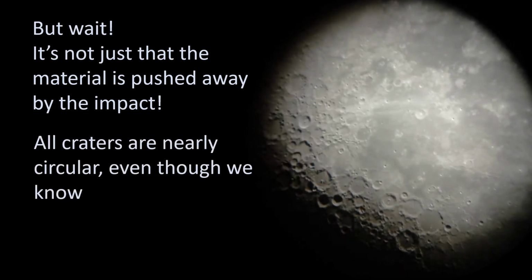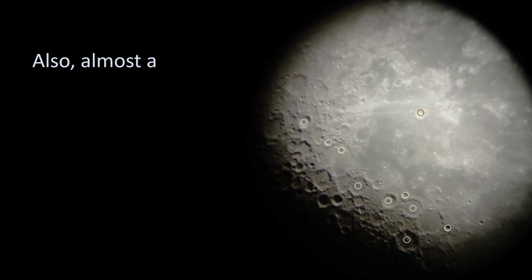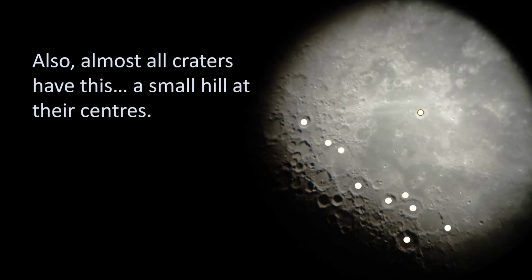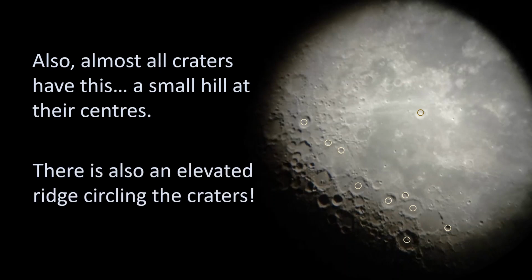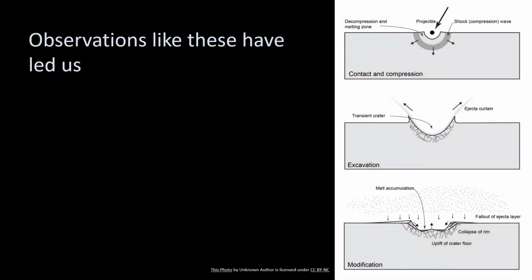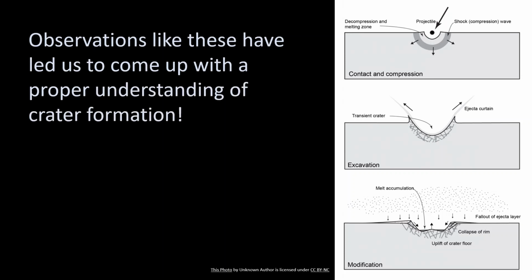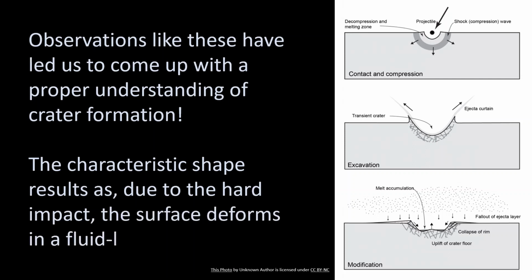All craters are nearly circular, even though we know that rocks hit the moon from all angles. Also, almost all craters have this, a small hill at their centers. There is also an elevated ridge circling the craters. Observations like these have led us to come up with a proper understanding of crater formation. The characteristic shape results as, due to the hard impact, the surface deforms in a fluid-like manner.